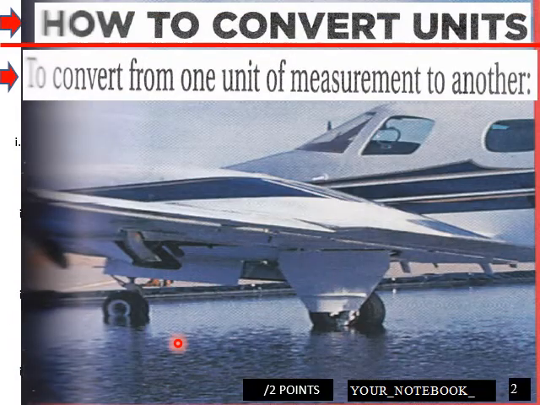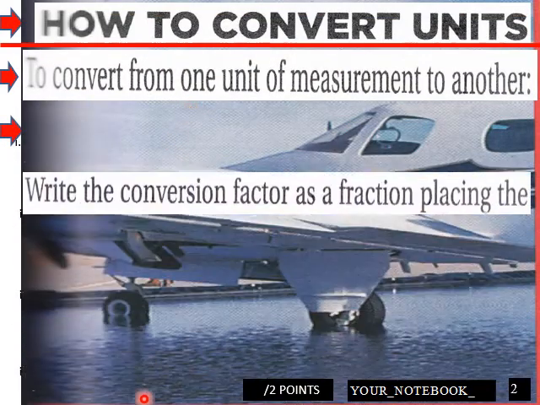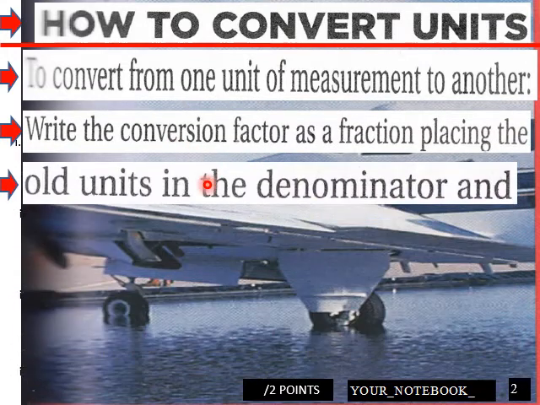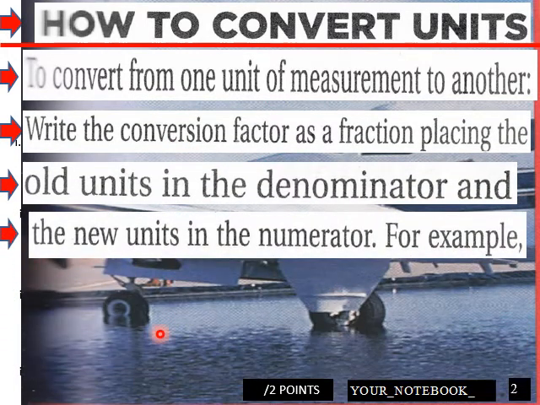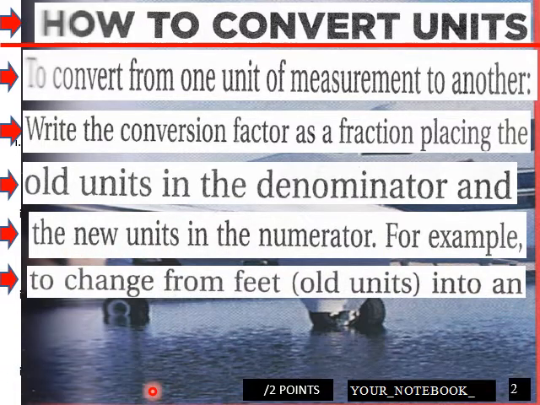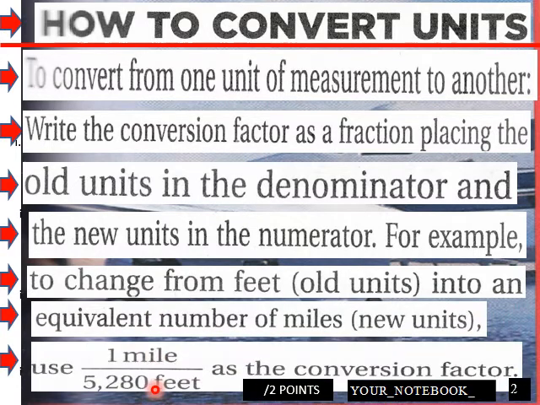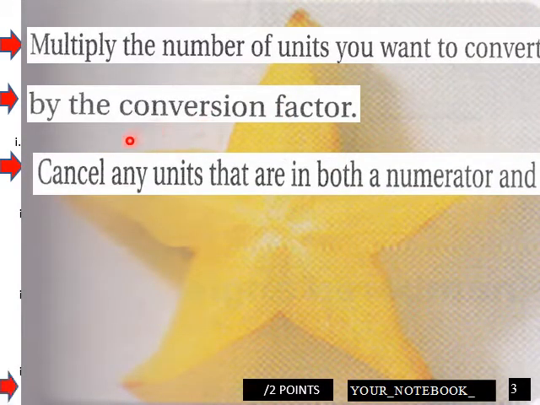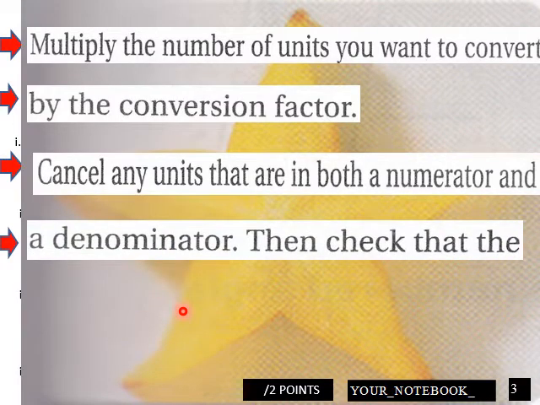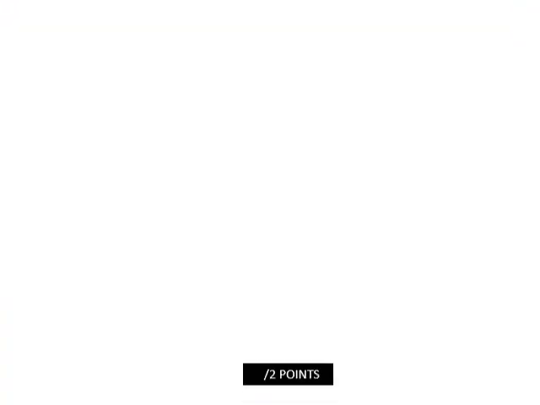So how to convert units? To convert from one unit of measurement to another, write the conversion factor as a fraction, placing the old units in the denominator and the new units in the numerator. For example, to change from feet into an equivalent number of miles, here would be your conversion factor. So we want miles, we put that in the numerator, feet in the denominator. So multiply the number of units you want to convert by the conversion factor. Cancel any units that are both numerator and denominator, then check the correct units.